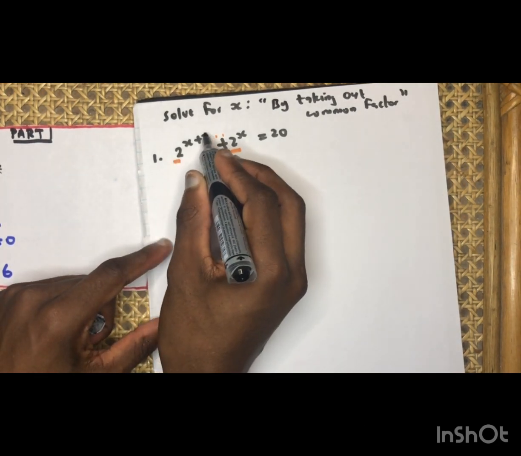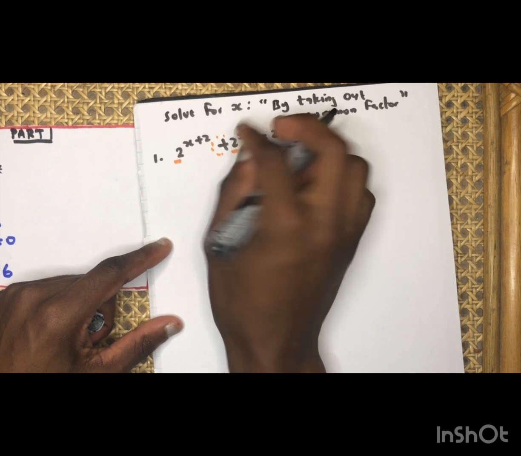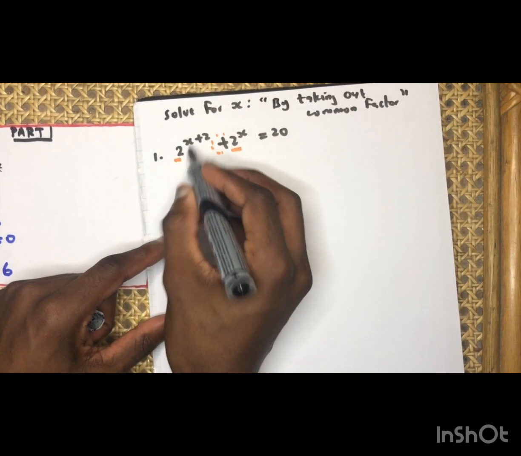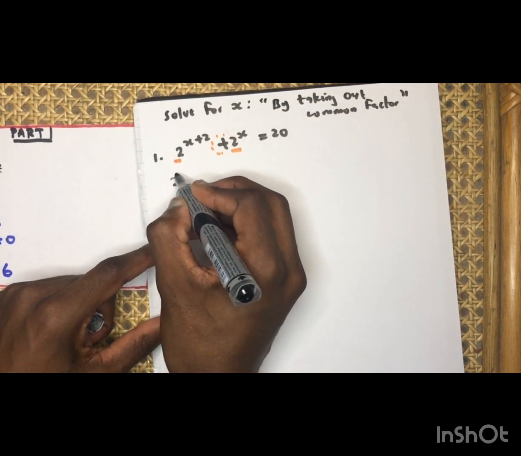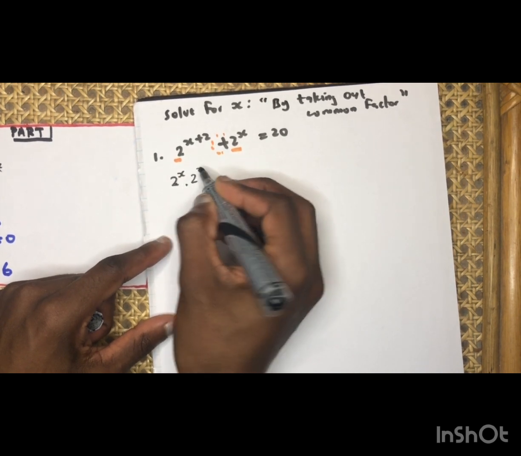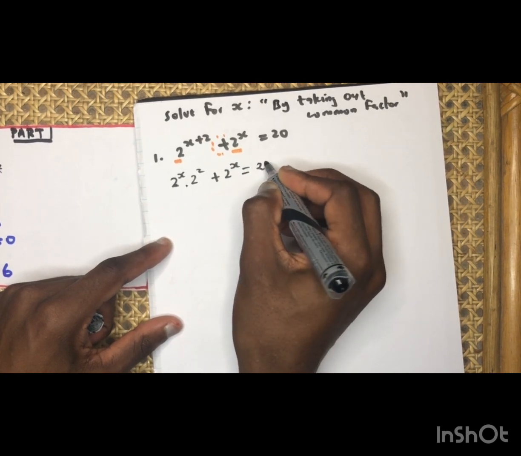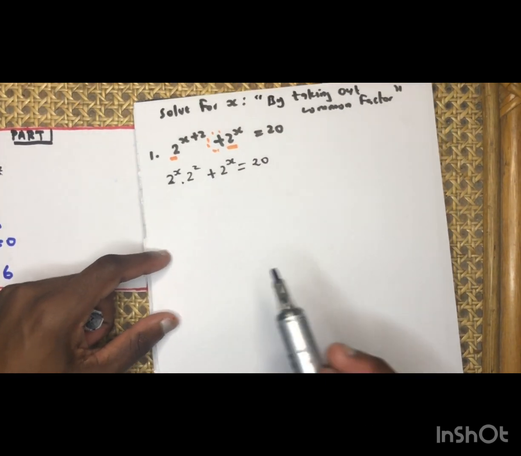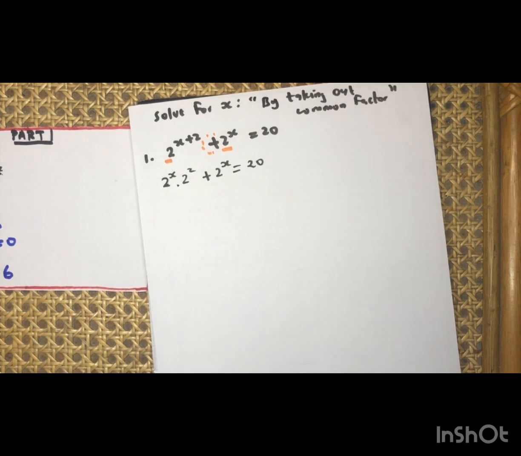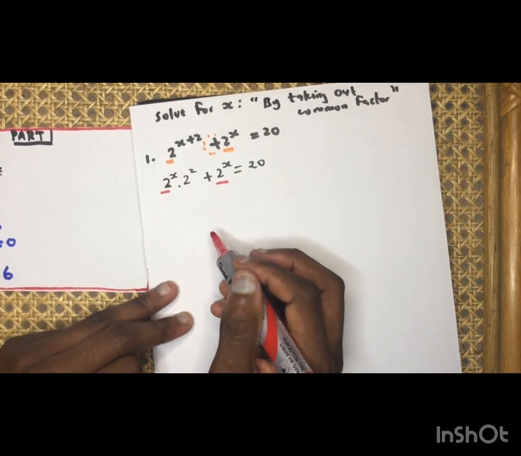So I'm going to split this one so that I can see the common factor, because we cannot change this one. It will remain as it is. So if I split 2 to the power x plus 2, it's going to be 2 to the power x times 2 to the power 2, plus 2 to the power x equals 20. Now, can you see what is common here? So this 2 to the power x is common.